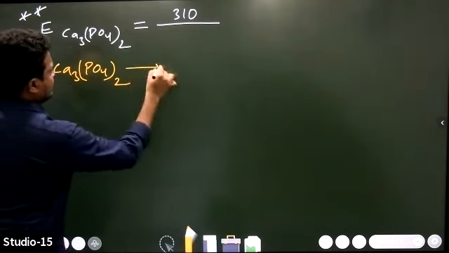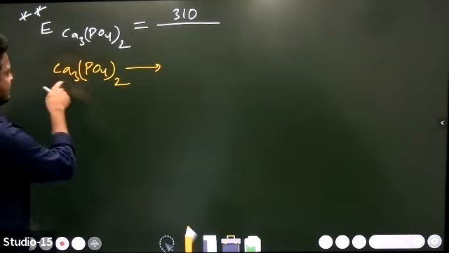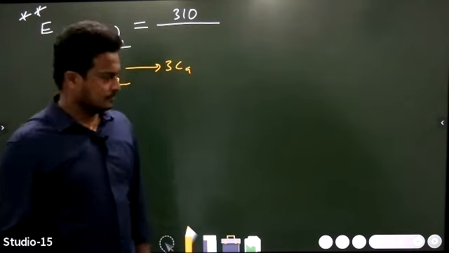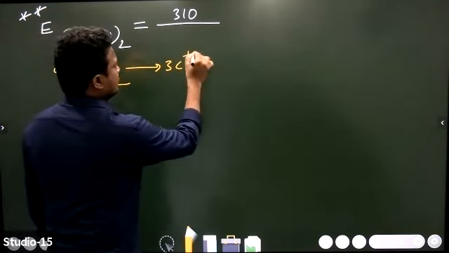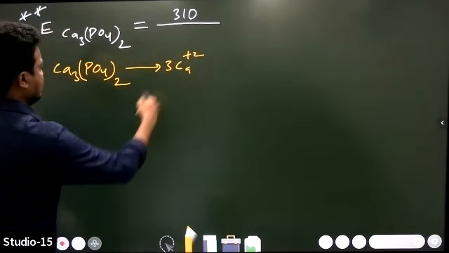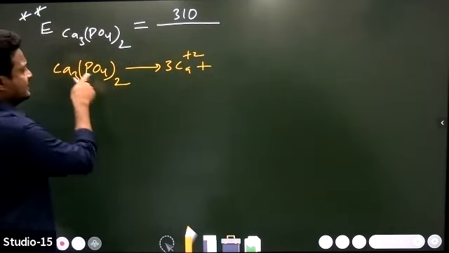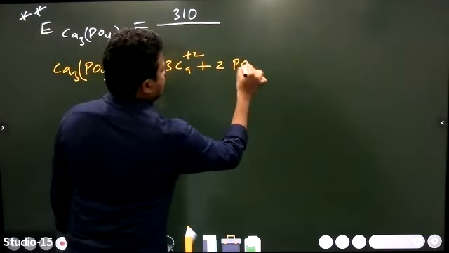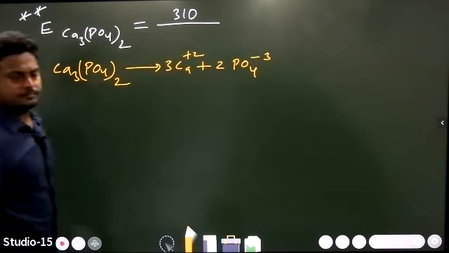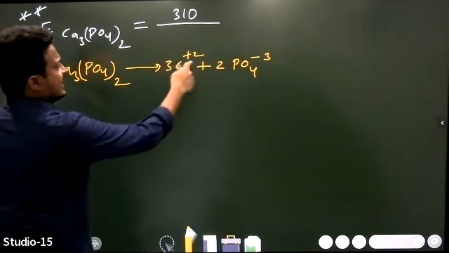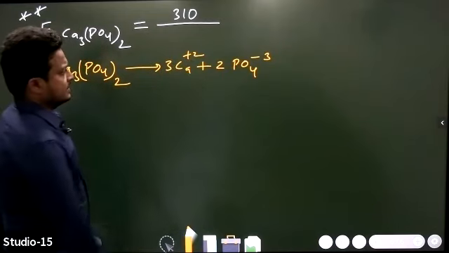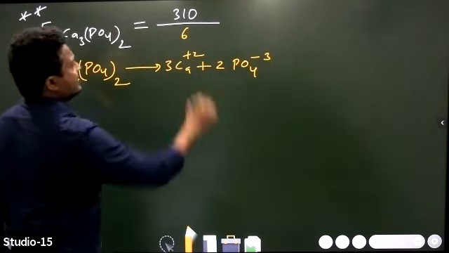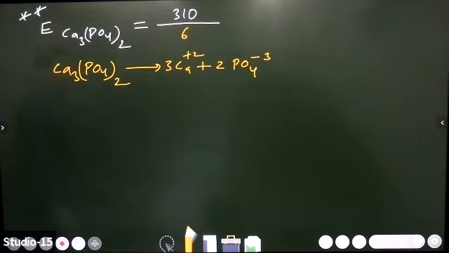Ca3(PO4)2 gives how many calciums? 3 calciums, so 3 Ca. What is the valency of calcium? It belongs to second group. It is ready to lose electrons. That is why +2. 3 Ca 2 plus. How many phosphate ions are there? How many PO4 groups are there? 2 groups. 2 PO4 minus 3. Right? Now total charge on cation, 3 2s are 6. Total charge on anion, 2 3s are 6. So 310 by 6, approximately 51.06 grams.